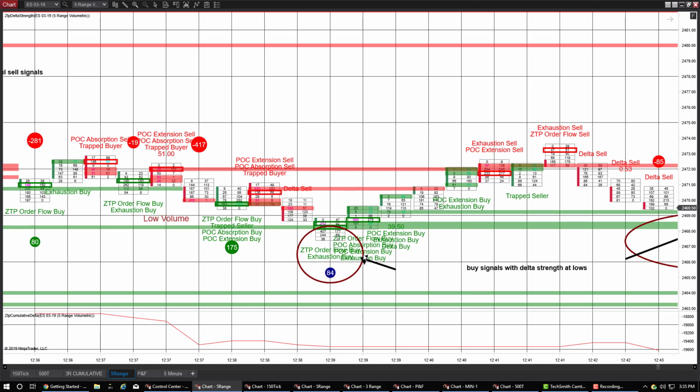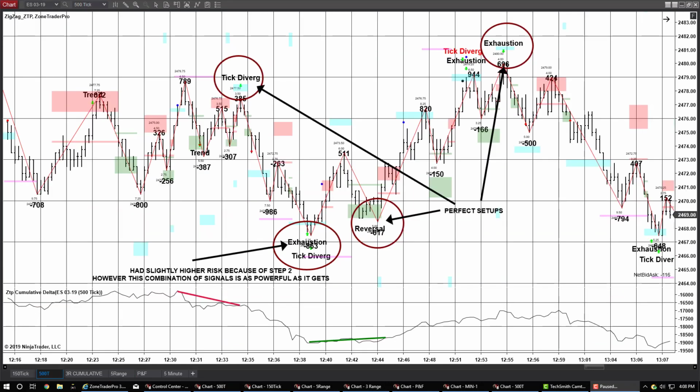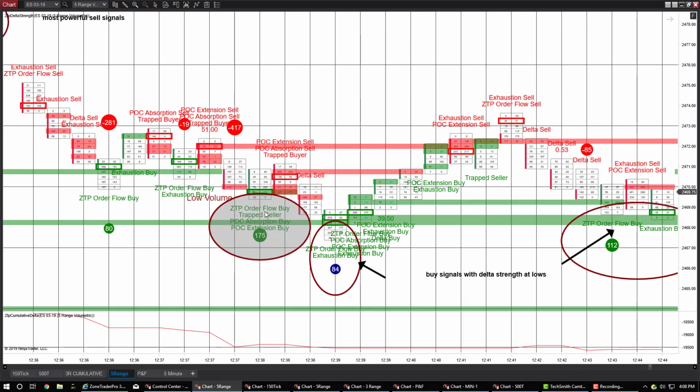The following bar, we had extension zones being created along with a POC absorption, a ZTP order flow, and an exhaustion pattern. Now I do want to point something out in that those of you with a very good eye probably saw that on the 5 range chart we had a ZTP order flow, trapped seller, POC absorption, extension, along with a delta strength buy signal all coming in on one bar before the eventual low.